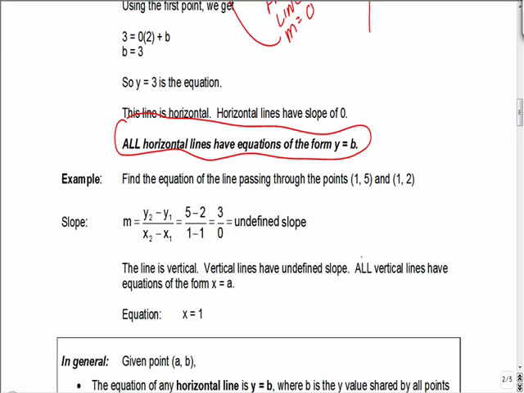And again, vertical lines all have undefined slope. All vertical lines have equations of the form x = a. We cannot use our y = mx + b because we do not have an m to use. So in the case of the example we've been looking at, the equation of that line would be x = 1.